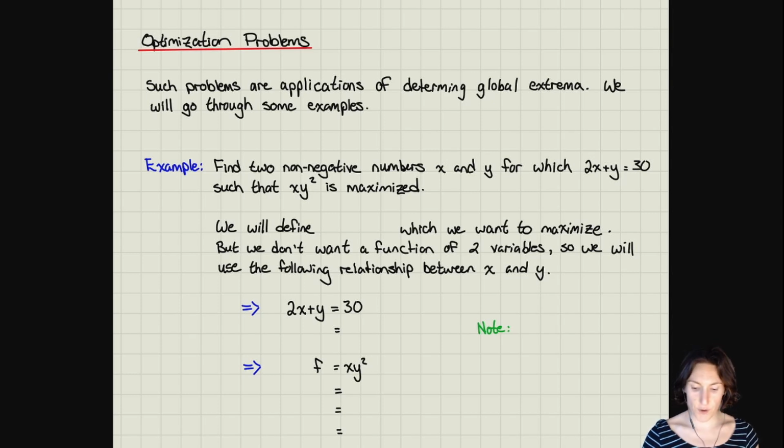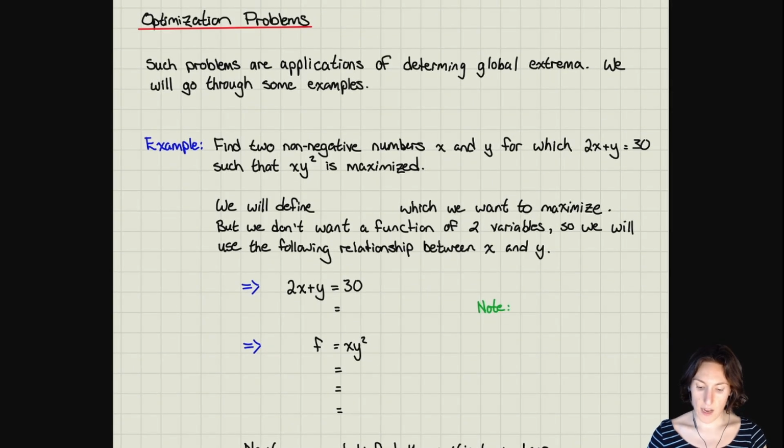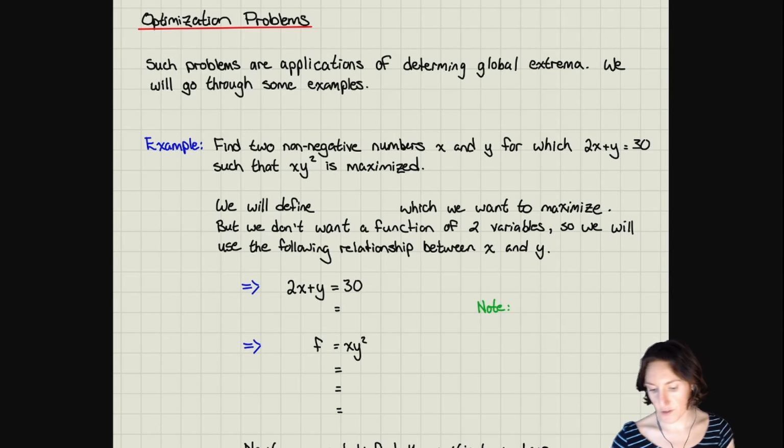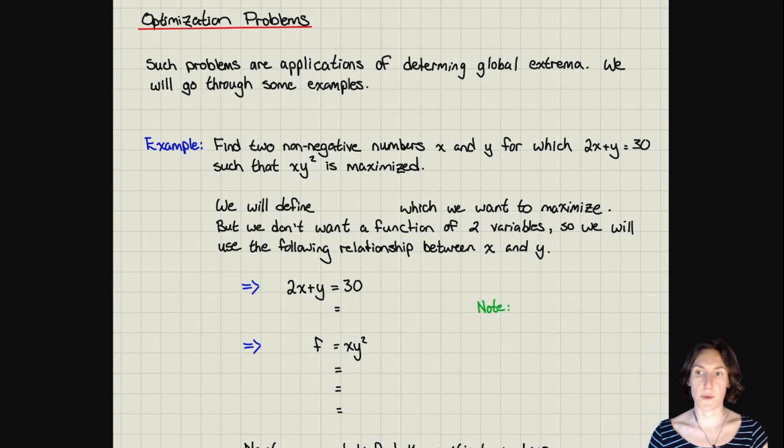I just wanted to go through this optimization problems PDF with you and go through some of the examples together to give you a better idea on how to go through them. These are basically applications for finding global extrema, so absolute max or absolute mins.